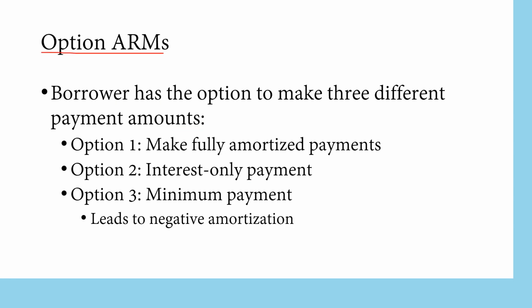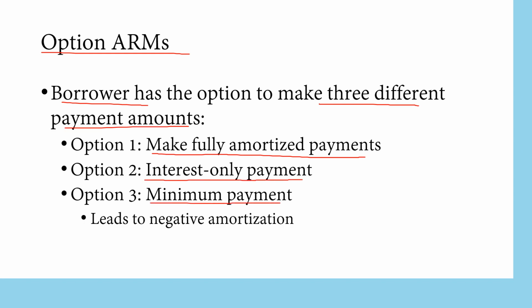Let's discuss option ARMs. In option ARMs, the borrower has the option to make three different payment amounts. For instance, the borrower can make fully amortized payments, they can make interest-only payments, or they can make minimum payments which would lead to negative amortization.